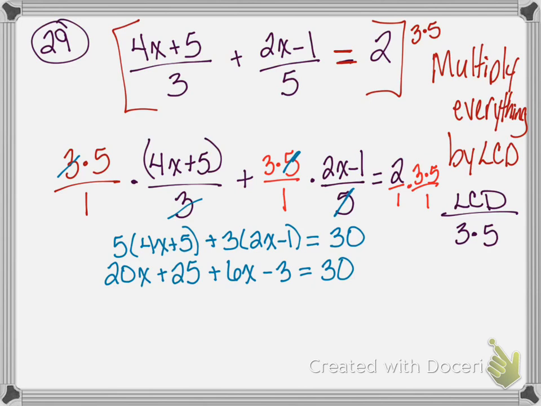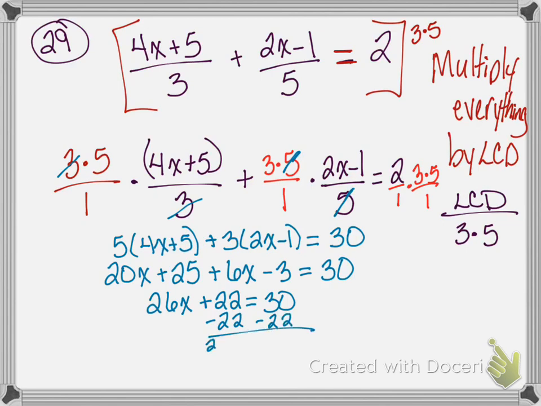20x and 6x is 26x. 25 and negative 3 is positive 22. So I combined like terms there. What's my next step? Good. Subtract 22.